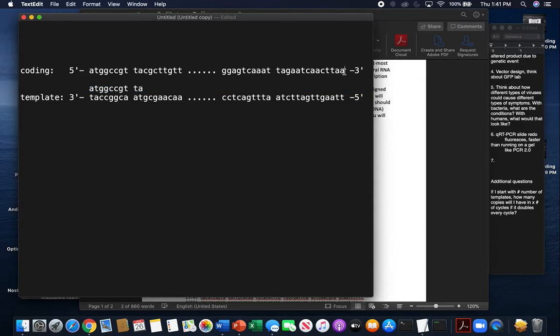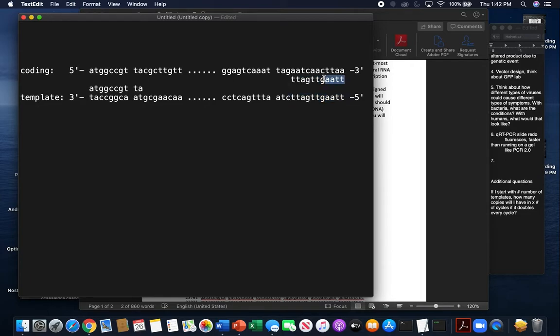Similarly, if I want to create a reverse primer, I need to bind in this segment. How do I bind this segment? Again, look for the reverse complement. Where can I find the reverse complement? Well, it's going to be this sequence.